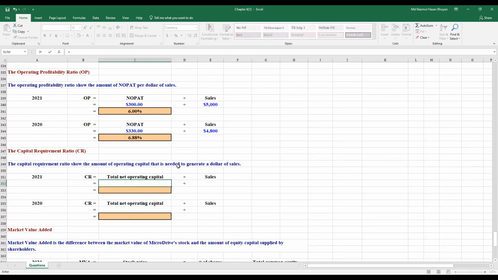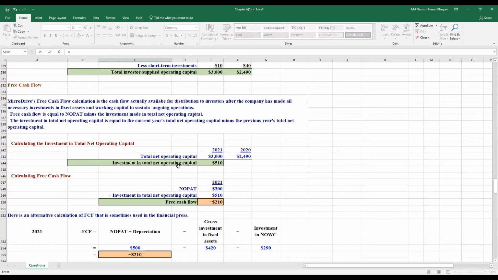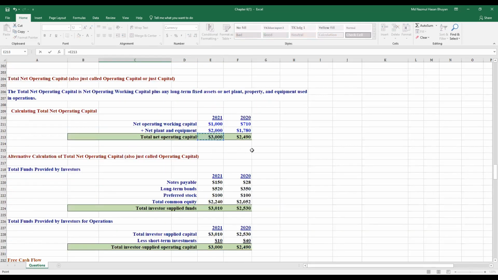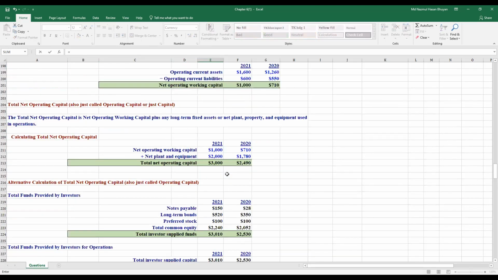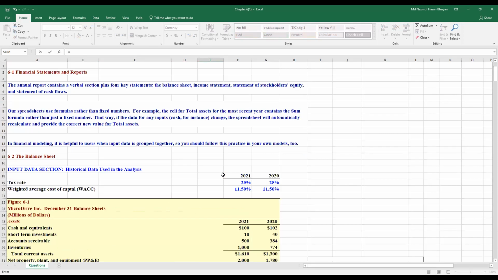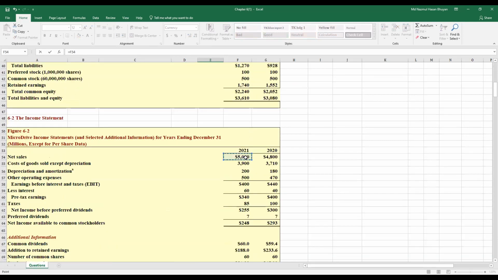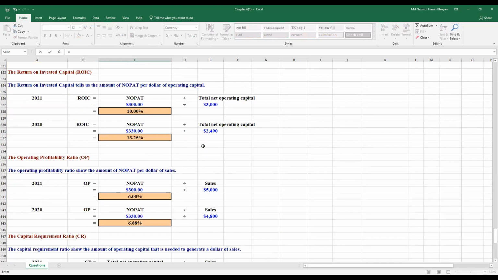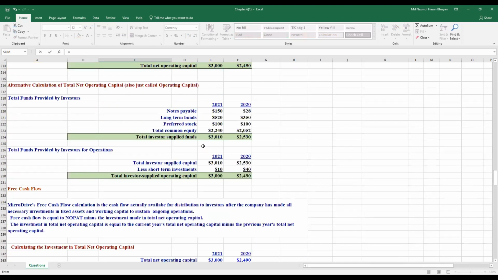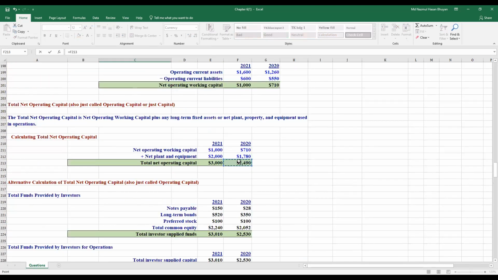So total net operating capital for the year 2021 is 3000. Then sales, again we are calculating the same ratio for the year 2020.